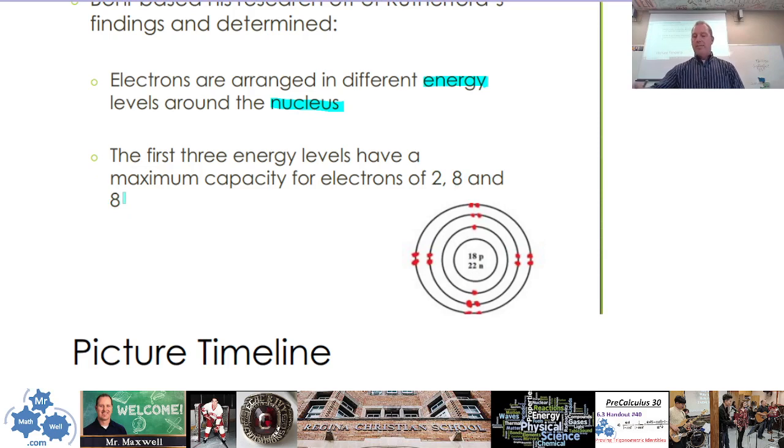Now, the current model of the atom is similar to this, but it's much more complicated, and that's what we're studying right now in Chemistry 30 in grade 12. I'm teaching the grade 12s about quantum mechanics and orbitals and Schrodinger's equations and things like that. So in grade 12, we'll study more of the current model of the atom.